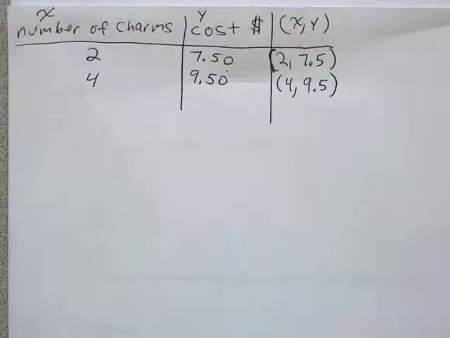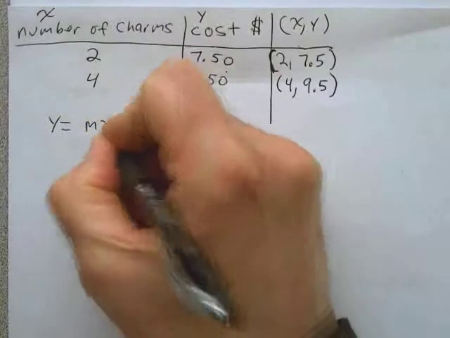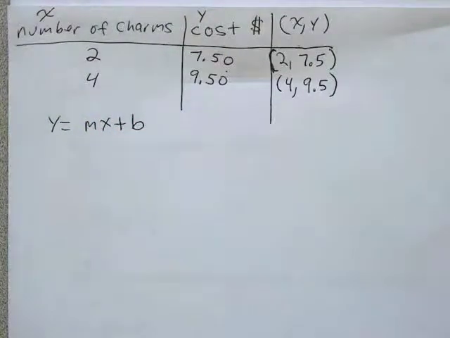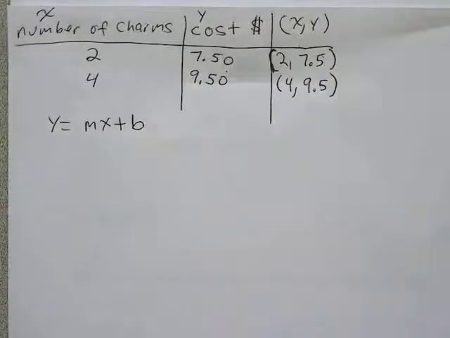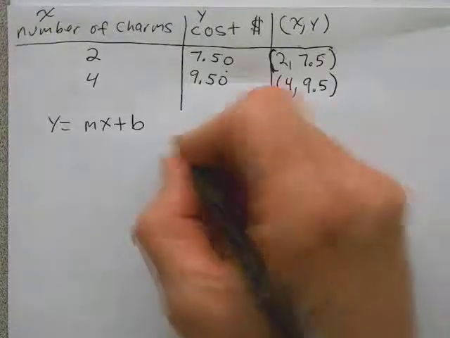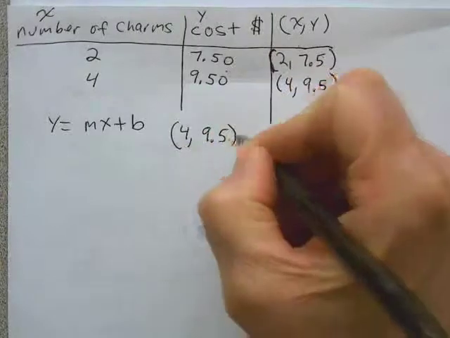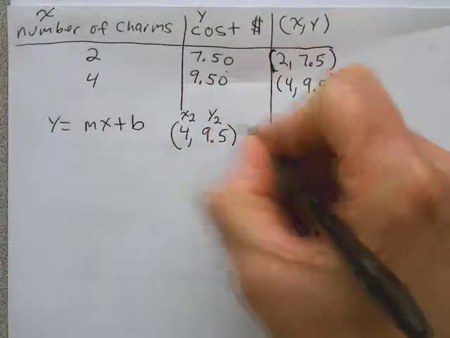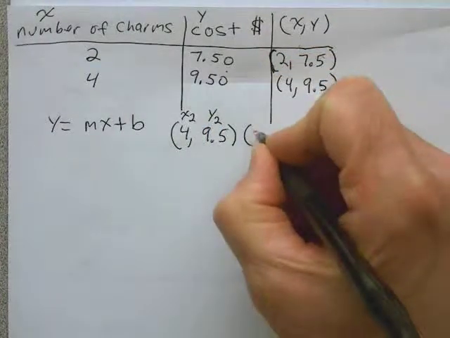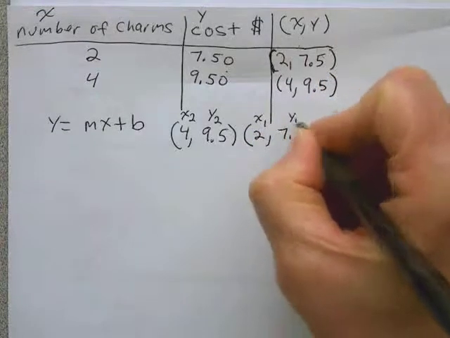All right. From here, I want to get into something that looks like this: y equals mx plus b. And the first step in that is going to be finding my slope. And how am I going to do that? Well, I'm going to use these 2 ordered pairs. I'm going to make the (4, 9.5) my x2 and my y2. And I'm going to make the other ordered pair, 2, my x1 and 7.5 my y1.